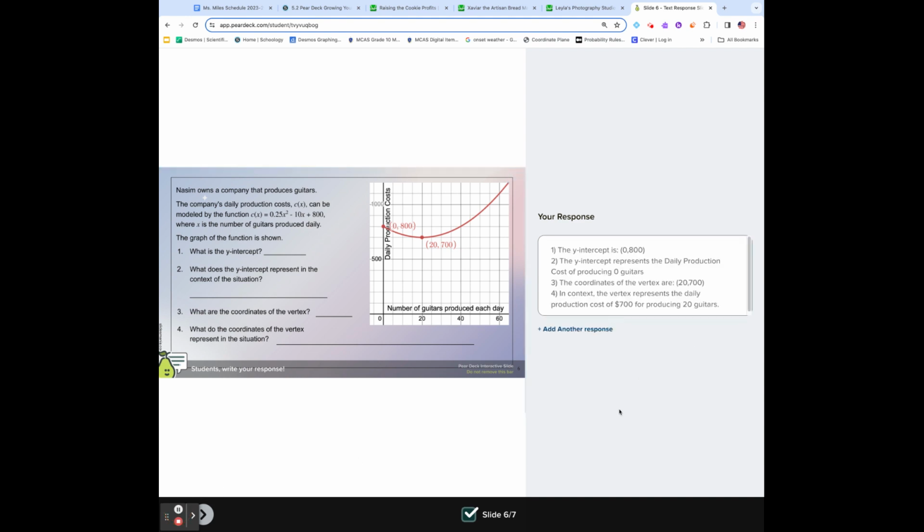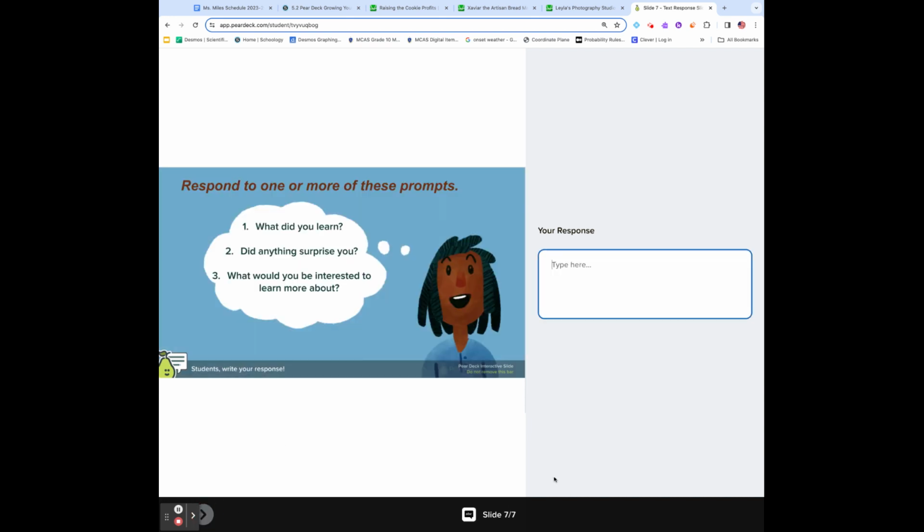Let's see if our answers match. The y-intercept is 0, 800. The y-intercept represents the daily production cost, which is $800 of producing 0 guitars. The coordinates of the vertex are 20, 700, and in context, the vertex represents the daily production cost of $700 for producing 20 guitars.